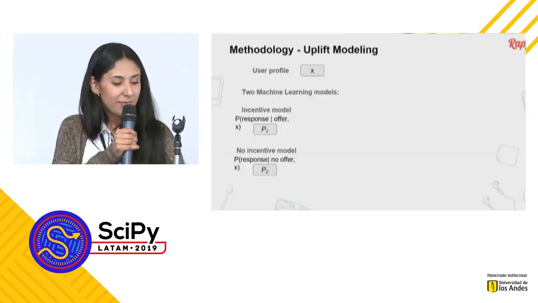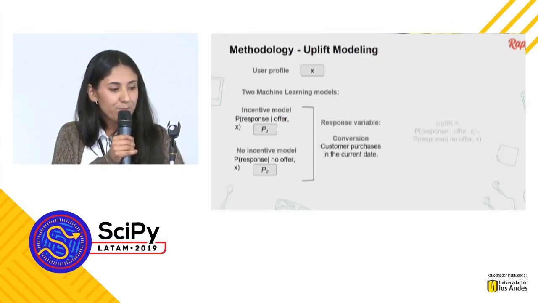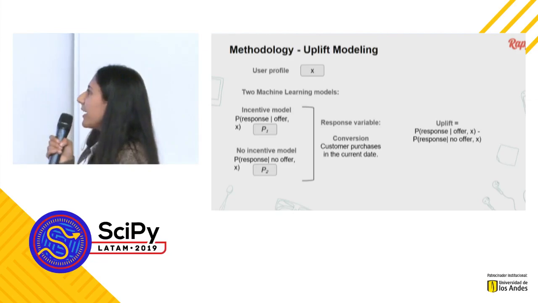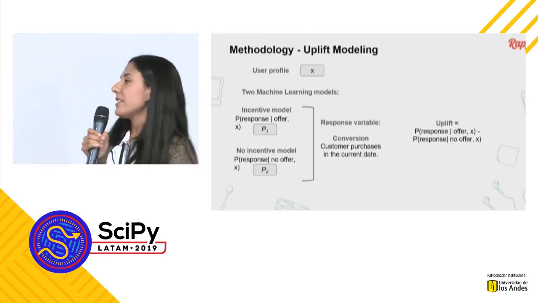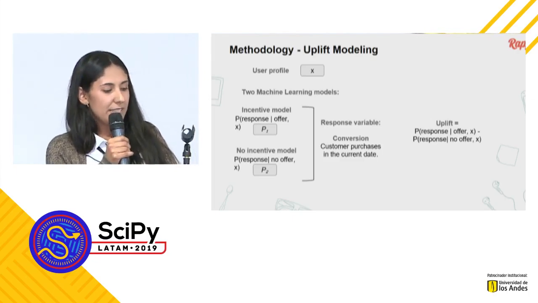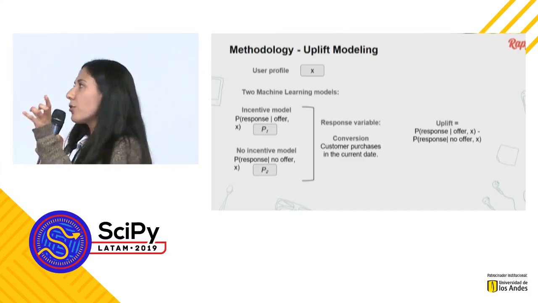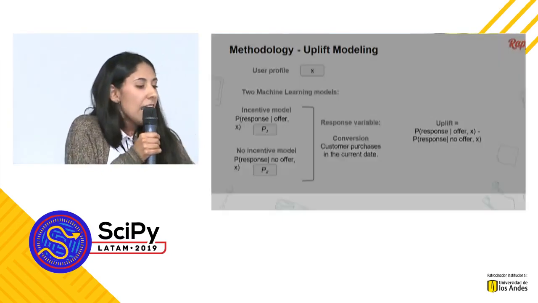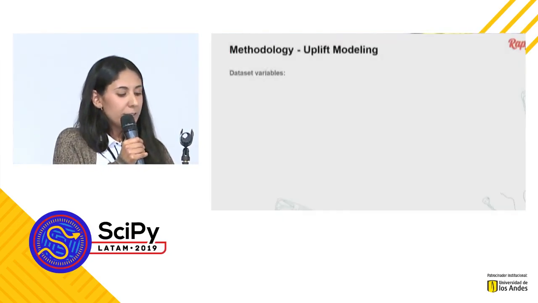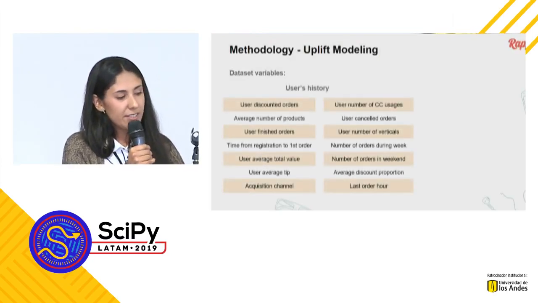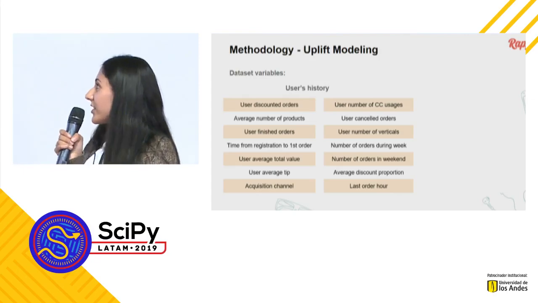So with these two models, what we do is calculating the difference between both probabilities. So the probability of response given the offer minus the probability of response given that the user didn't receive an offer, and this is the uplift or the incremental effect of the campaign in the user. So well, for building these two models, we used different variables for the users. First, there are users' history variables.